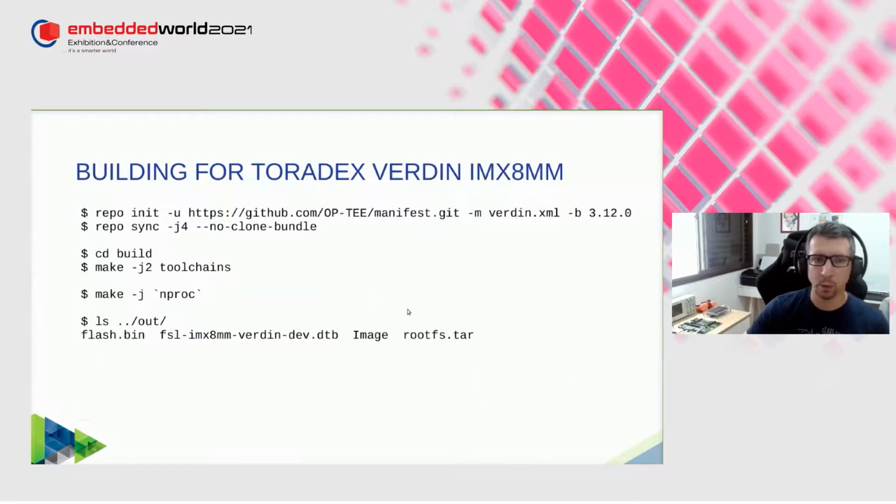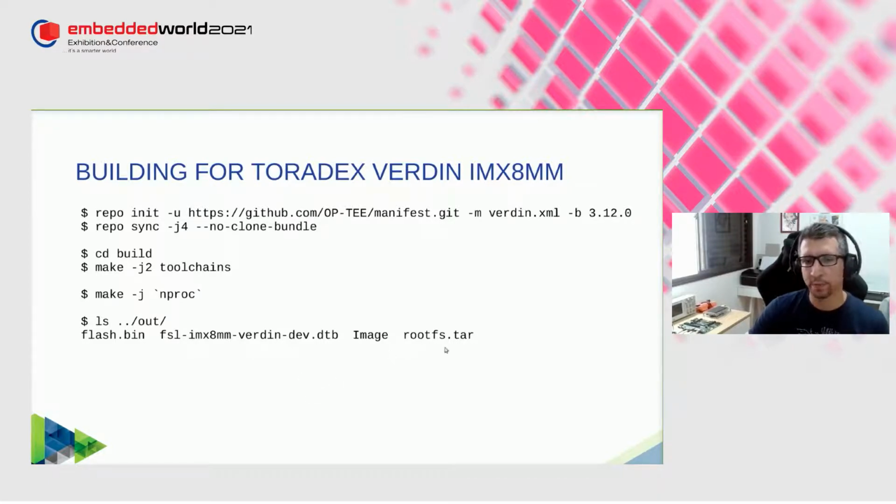After we run these two commands, repo init and repo sync, we're going to have all of the source code to do a build, and then it's just a matter of running make toolchains and make to do a build for the device that you selected in the manifest file. In the end, we're going to have the images to boot the device. Here we can see the output of this build, which will vary depending on your platform. It's very dependent on the platform.